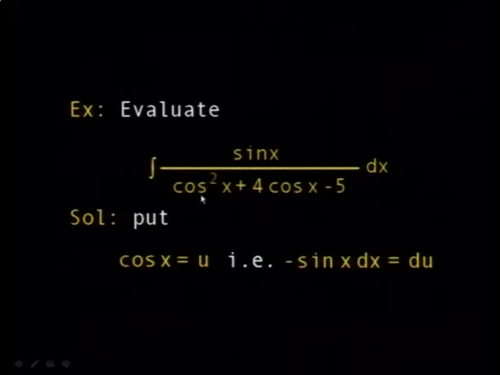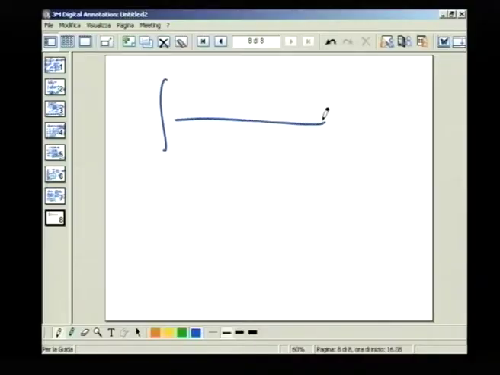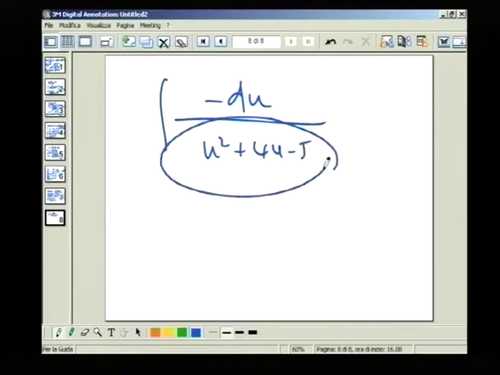So if you substitute cosine x equal to u, what do you get? You get minus du divided by u squared plus 4u minus 5, like this. Here it is. The integral becomes equal to minus du divided by u squared plus 4u minus 5. And this is directly a form which can be expanded into a partial fraction form. Why? Because you can put it in the form of this, which is equal to what? u plus 5, u minus 1.